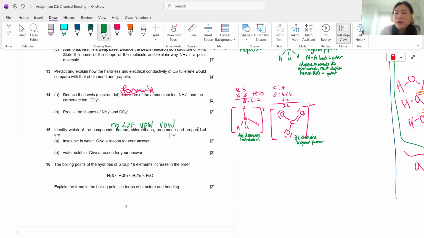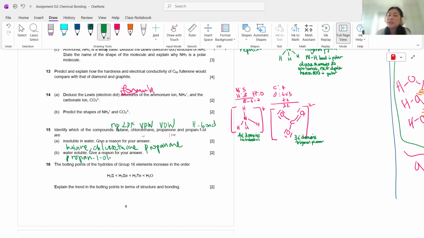So propan-1-ol is a little bit better. Propan-1-ol is able to form hydrogen bond with water because it itself has O and H. So if we classify what is unlikely to be soluble in water, most probably it will be the butane, the chloroethane, and the propanone. And what is soluble in water? It will be propan-1-ol.